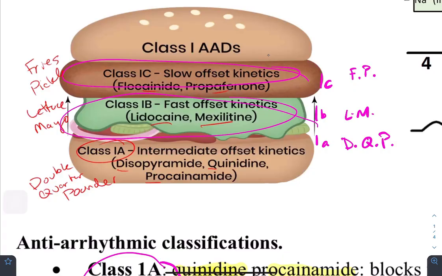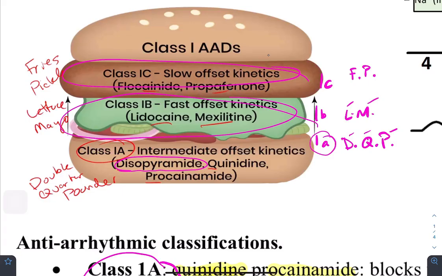Well, these are all class 1 ingredients. Double quarter pounder is 1A. That would be your disopyramide drugs, your quinidine drugs, your procainamide drugs. Double quarter pounder, disopyramide, quinidine, procainamide. 1B, that would be your lactose mayo. That would be your lidocaine, mexiletine.